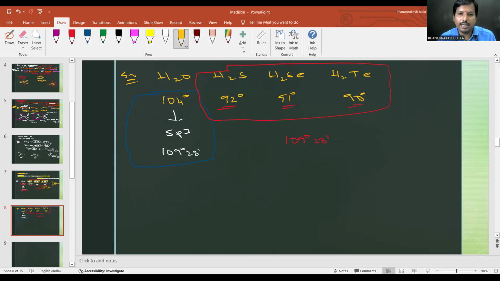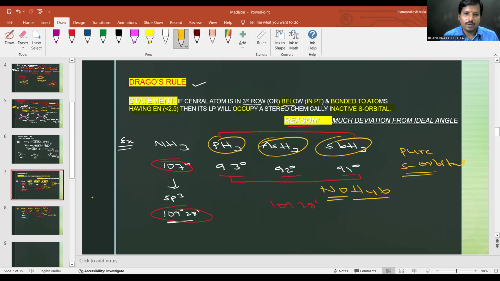So due to that reason, these three molecules also have no hybridization. Here also, only pure orbitals participate in bonding. So there is no hybridization.